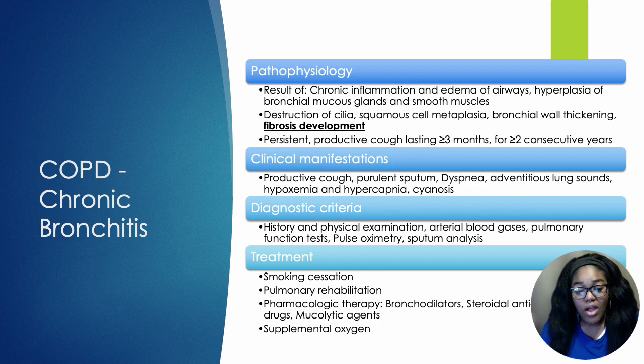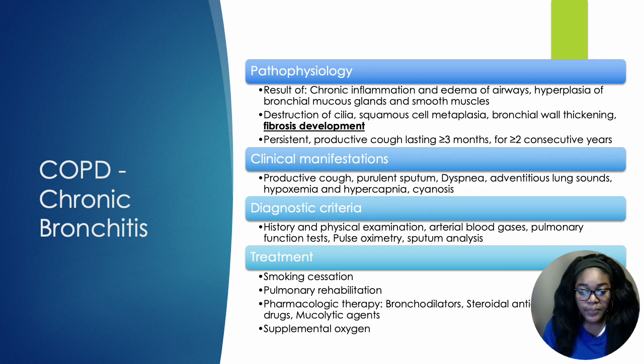Next, we'll talk about chronic bronchitis as it relates to chronic obstructive pulmonary diseases. So this is the second one that we'll talk about today. And it is the result of chronic inflammation and edema of the airways. You have the increase of bronchial mucus glands and the smooth muscles in the lungs. You have cilia destruction. You have squamous cell metaplasia. They're dying off, or you have bronchial wall thickening and fibrosis development.